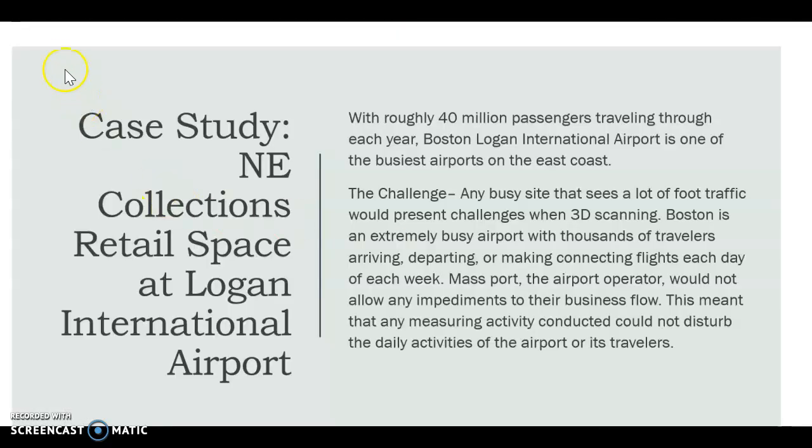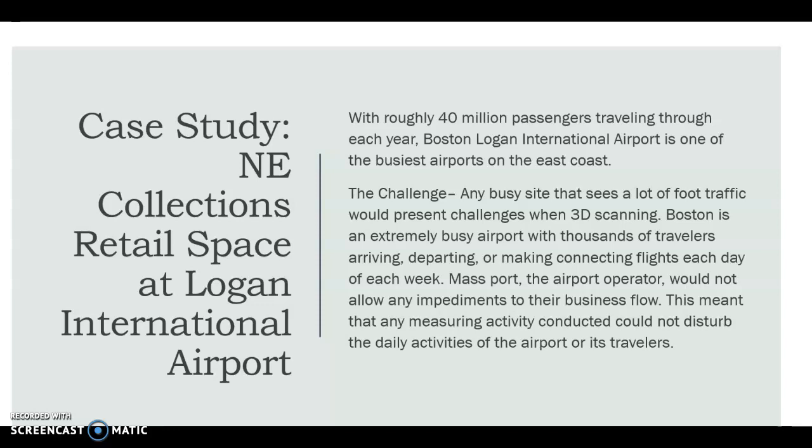So we're going to look at another case study. These are the Northeast Collections retail space at Logan International Airport. This airport has roughly 40 million passengers traveling through it each year. Boston Logan International Airport is one of the busiest airports on the eastern seaboard.